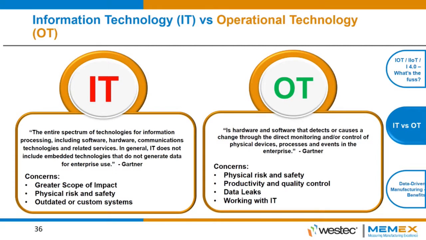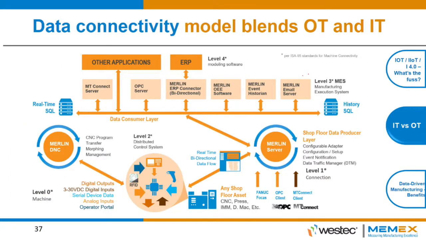Well, they care about physical risks and safety too. They don't want to have a data breach. Nobody wants to shut the company down for those types of reasons. They care about productivity and quality control. And the biggest concern they have is working with IT. So these two camps don't cooperate very well together. Here's what has to happen for these types of technologies to take hold in manufacturing.